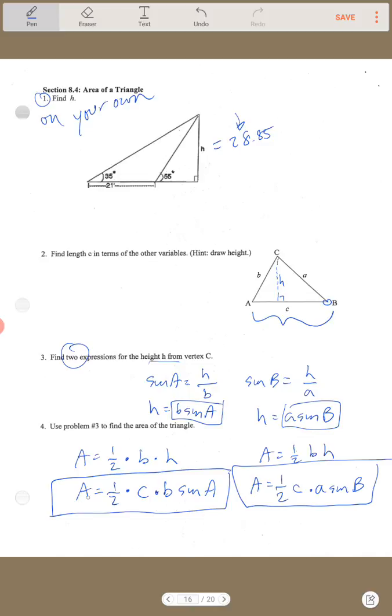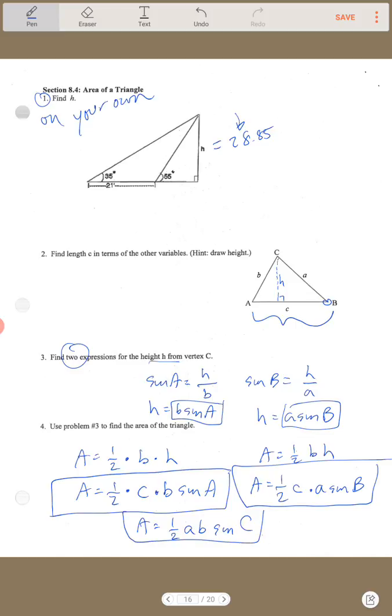You'll notice that if you look at the letters and want to find a pattern here, you can create a third equation. You basically use two letters. In this case, we use c and b. In this case, we use c and a. So why don't we make a new case? Why don't we use a and b? Now, if you use the two sides, just keep in mind that you also multiply that by sine of the other angle. So notice that you use each letter one time: c, b, and a. c, a, and b. So this is a, b, and sine C. So we have a third area equation as well.